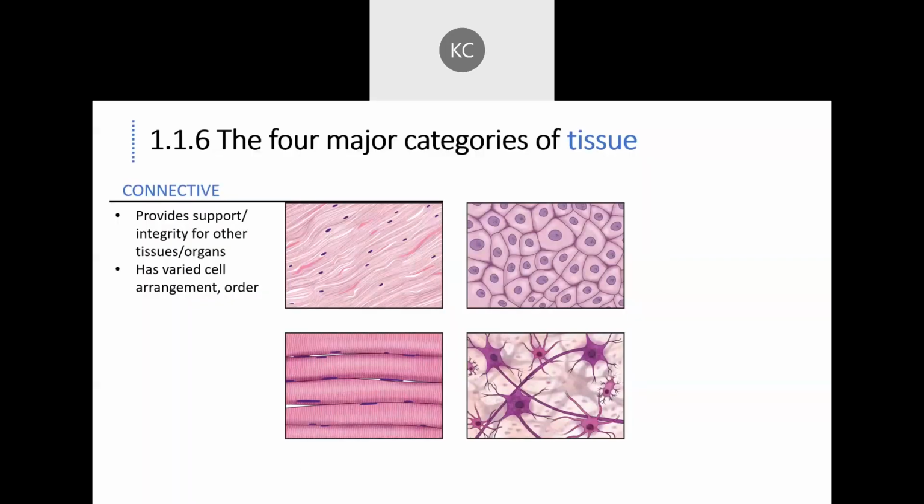All right, so welcome back. In this part, part three, we're going to continue talking about our hierarchy of organization. We're going to look specifically at our tissue level of organization.